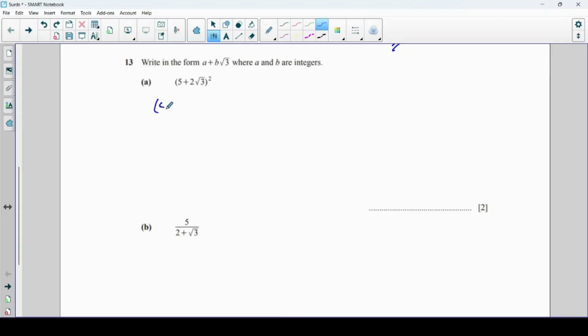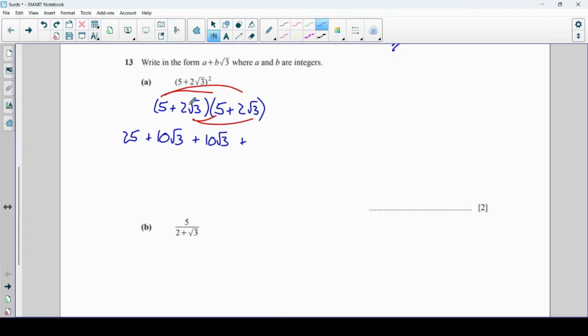This question wants us to square this expression with surds. I think the safest way to do that is to write the bracket out twice. And then we'll do our usual firsts, outsides, insides, lasts. So multiplying the first terms, 5 times 5 is 25. Outsides, 5 times 2 root 3 is 10 root 3. And the insides, 10 root 3 again. And then for the last, 2 times 2 is 4, and root 3 times root 3 is root 9, or 3.